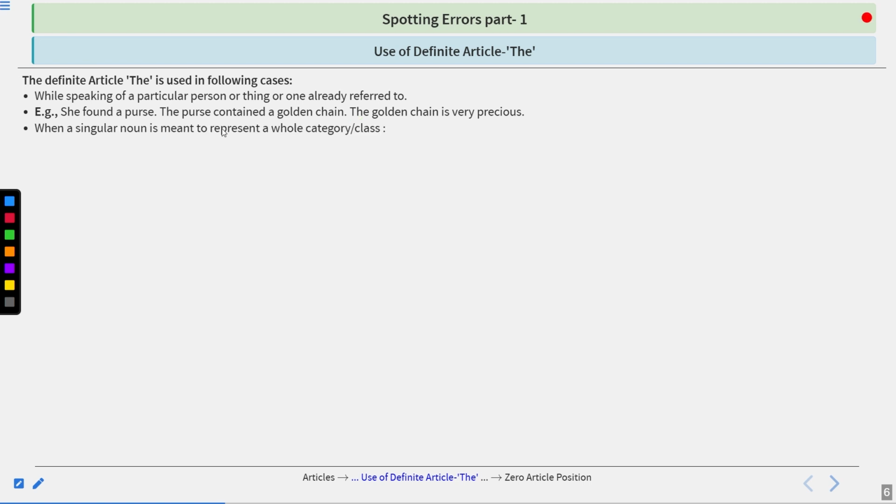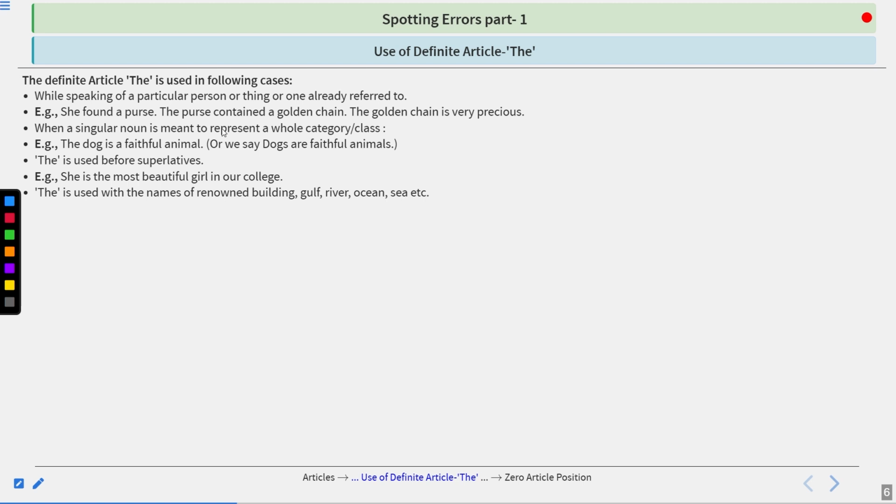When a singular noun is meant to represent a whole class or category. Example: the dog is a faithful animal, or we say dogs are faithful animals. In this sentence, the dog is referring to a category or class. We are not talking about an individual dog, but about a category or class of dogs. I hope you have understood. The is used before superlatives as well. Example: she is the most beautiful girl in our college. Here we have used the before the superlative degree, most.